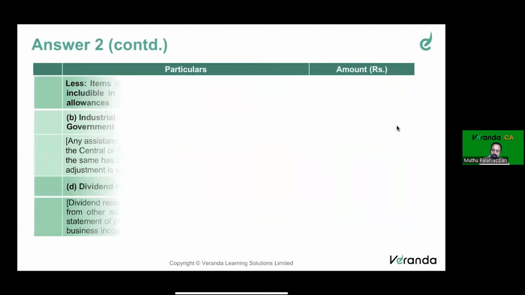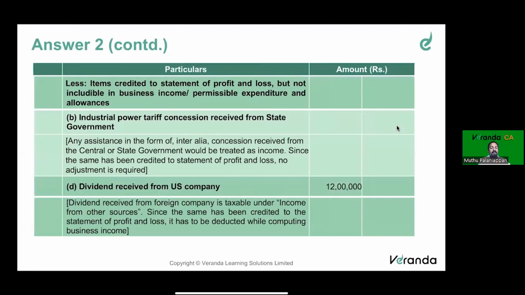The next one is industrial tariff concession. We said whenever it is a revenue subsidy, nothing needs to be done, whereas a capital subsidy is not allowed. So this being a revenue subsidy, it is an allowed income, so nothing has to be done to the computation of profits. And then you have dividend receipt from a US company. We said it is a taxable income, and it will be taxable under income from other sources. So that is what we discussed.